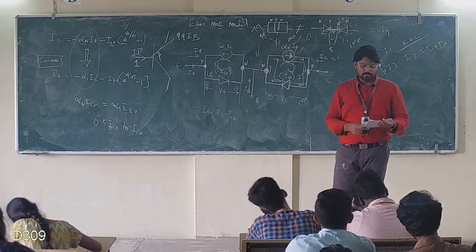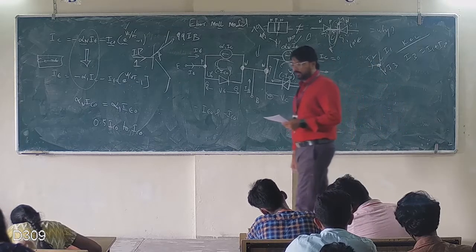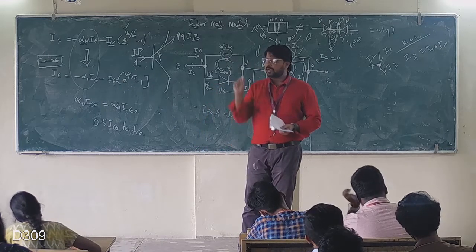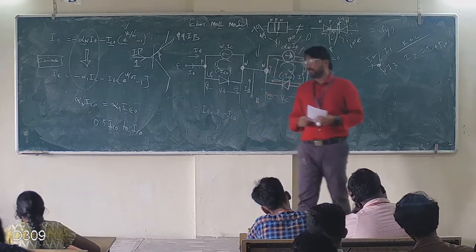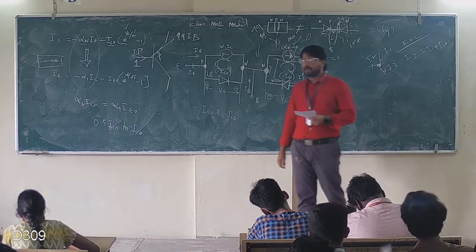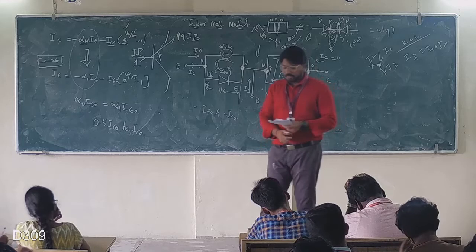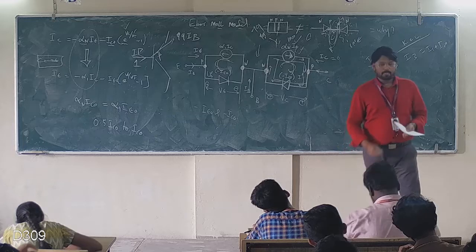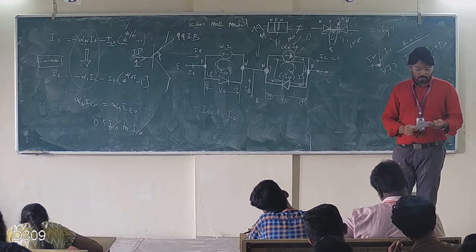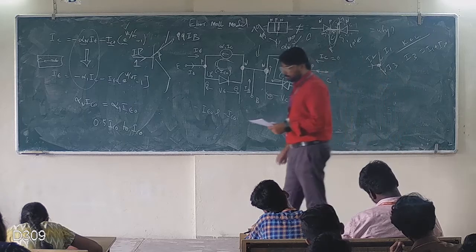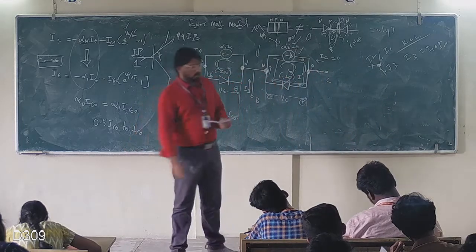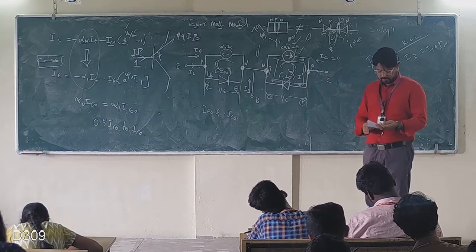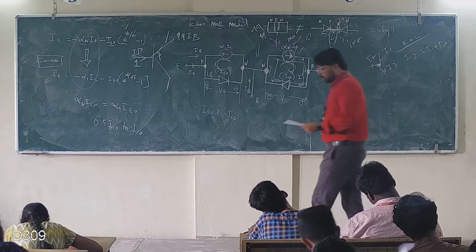shunting the ideal diodes. Next line. The current sources account for the minority carrier transport across the base.